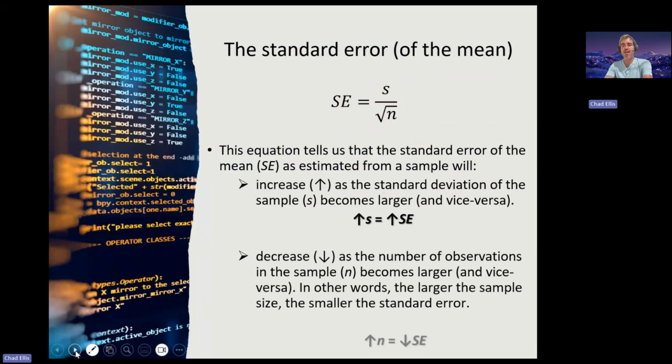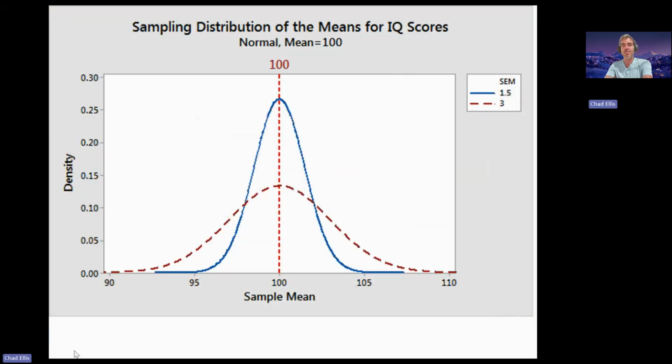On the other hand, as our N, sample size, increases, as we take more observations, our standard error will go down. Remember I was showing you with the normal distribution. It's in the denominator, so anytime the denominator gets larger, that's going to decrease the standard error. So as our sample size increases, we can expect that our standard error is going to decrease.